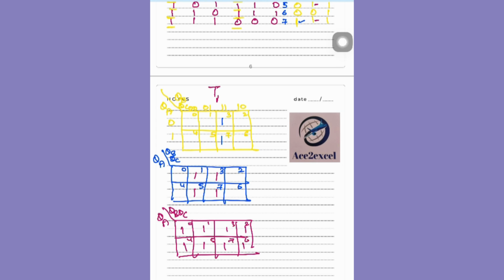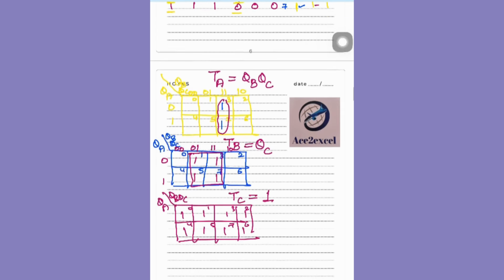This is for TA, this is for TB, this is for TC. Now TA, if you pair up, gives you the value QB, QC. TB is a quad and the value for this... Now if you see the quad, I'm giving you a quick revision of K-maps as well. This is how your cell changes. QA varies while QB also varies. The only stable factor is QC. So TB will be equal to QC while TC is equal to 1.